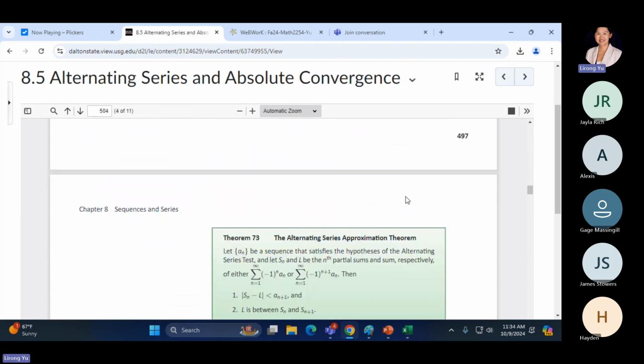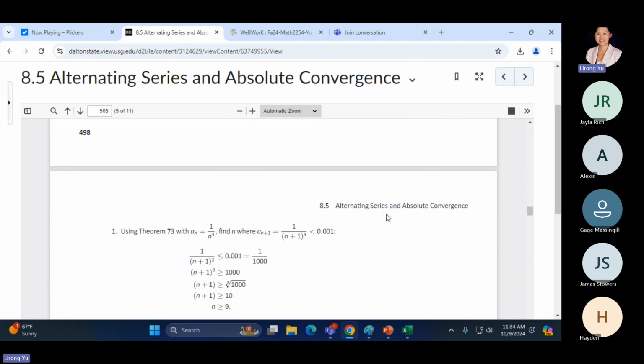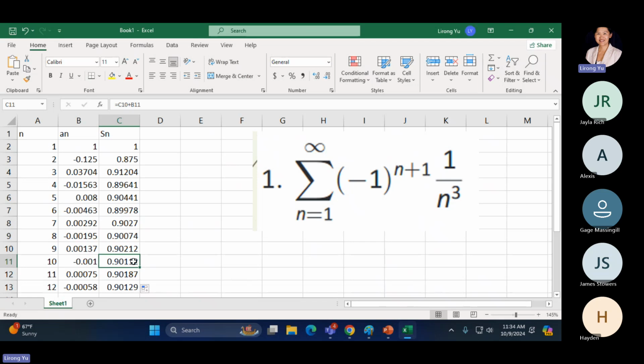Alternating series. This is the one we're working on. It is 9. You can see in the solution in the book there is also a final answer, S of 9, and you can calculate S of 9. It says it would be accurate to 0.01 of the total sum. We also have that same solution. The S of 9 is 0.90112, which will be the answer to the question.